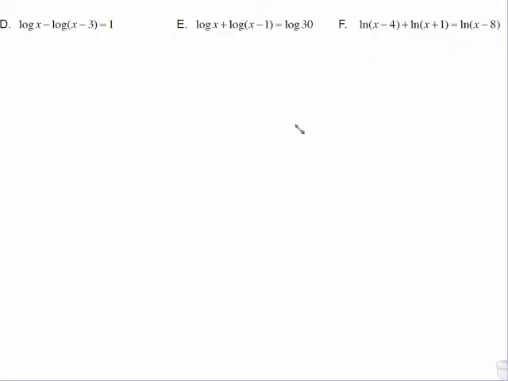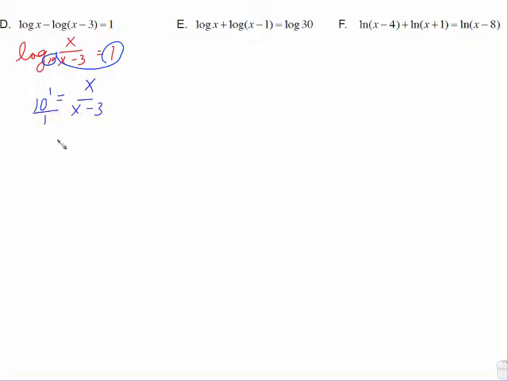Similar problem, just a different property. This is log of something minus log of something. So this becomes a quotient. Log of x over x minus 3 equals 1. Now remember, log is log base 10. So when you convert this to exponential form, it is 10 to the first equals x over x minus 3.